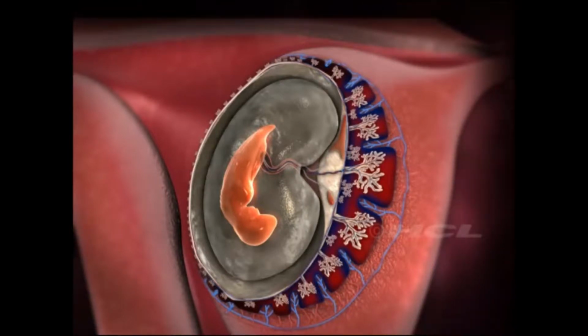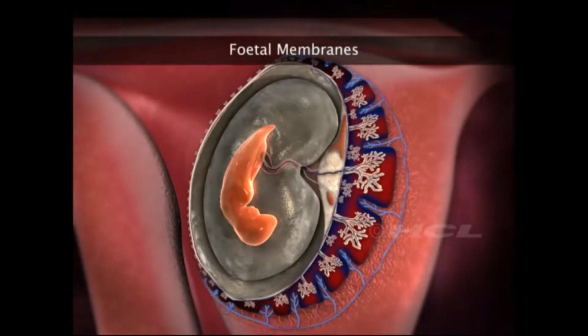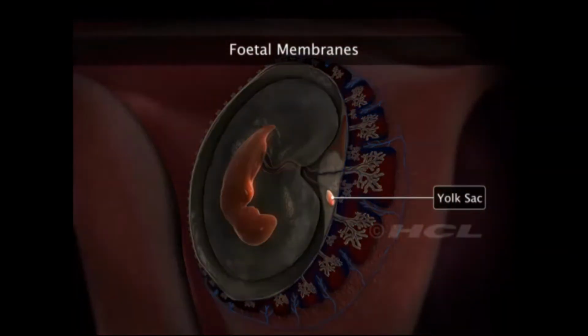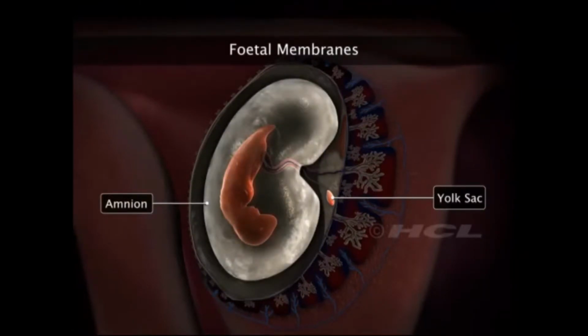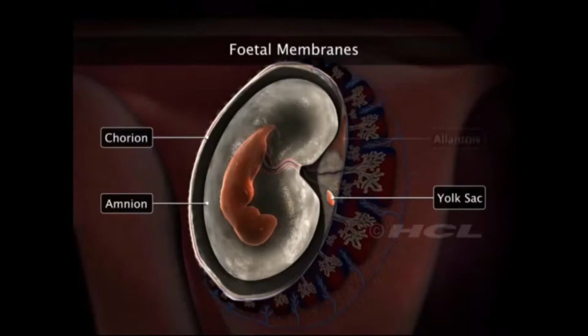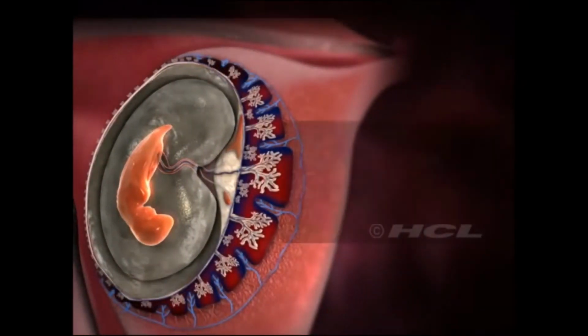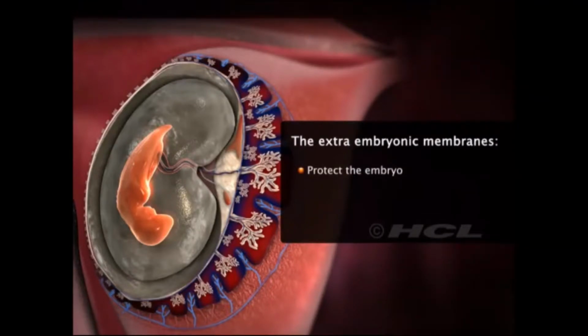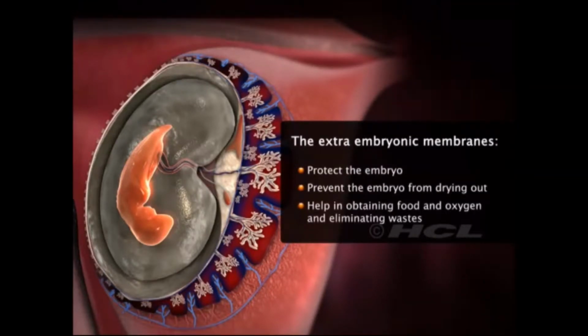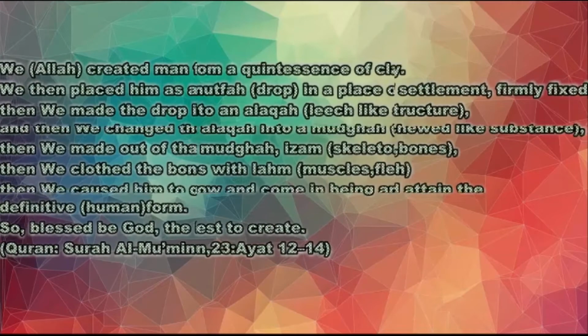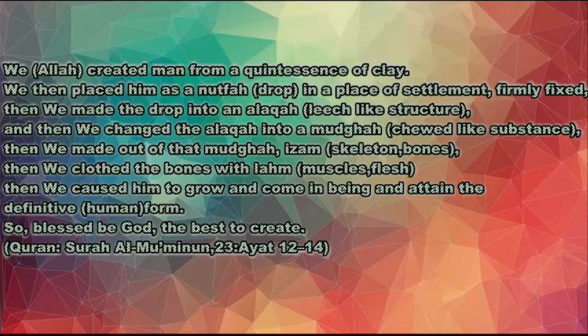Further secretion of enzymes allows the blastocyst to bury itself deeply in the endometrium. Subsequently, trophoblast cells continue to divide and form extraembryonic membranes. Extraembryonic membranes consist of the yolk sac, amnion, chorion, and allantois. The extraembryonic membranes protect the embryo, prevent the embryo from drying out, and help in obtaining food and oxygen and eliminating waste. From this ayah, we can conclude that the stages chronologically might come out like this.